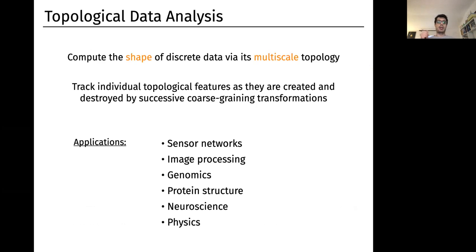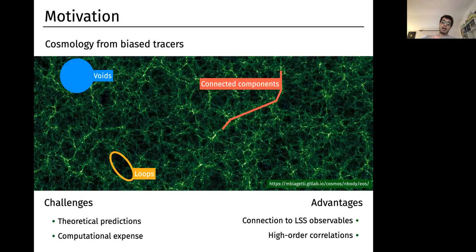So as I said, topological data analysis is about computing the shape of discrete data via its multiscale topology. Multiscale here means that I can dial the distance between halos with successive coarse grainings, right? And when I do this, features will be created and destroyed. So for example, this loop, if the distance with which it connects two galaxies or halos is greater than this shortest semi-axis, it will be destroyed. I will show you an example in a second.